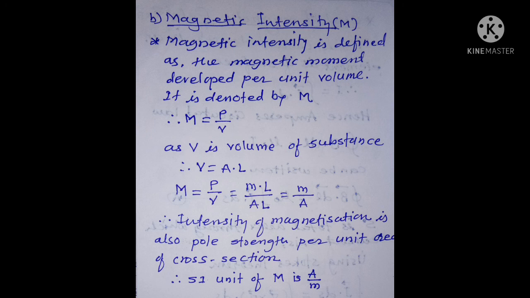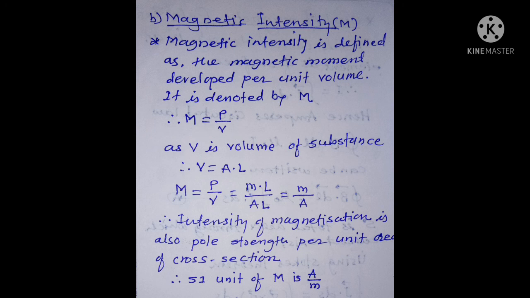Therefore the intensity of magnetization is also the pole strength developed per unit area of cross section of the substance, the magnetization being perpendicular to the area of cross section. Therefore we got two definitions of magnetic intensity and magnetization.